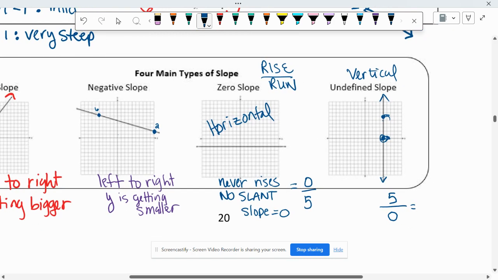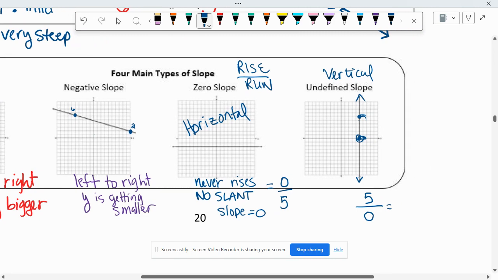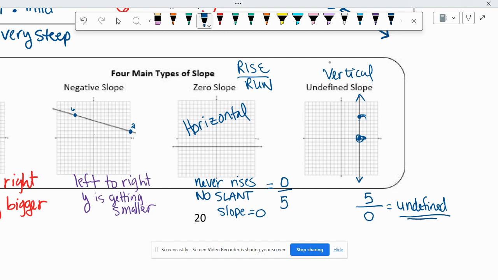Yeah, you get no solution. If you divide by 0 in a calculator, you get an error message. It says domain error, divide by 0, something like that. And that's because it's undefined. You cannot divide by 0. That's why if we have undefined slope, it just means that your line is vertical. That's all that means. Okay. Undefined slope means that your line is vertical.